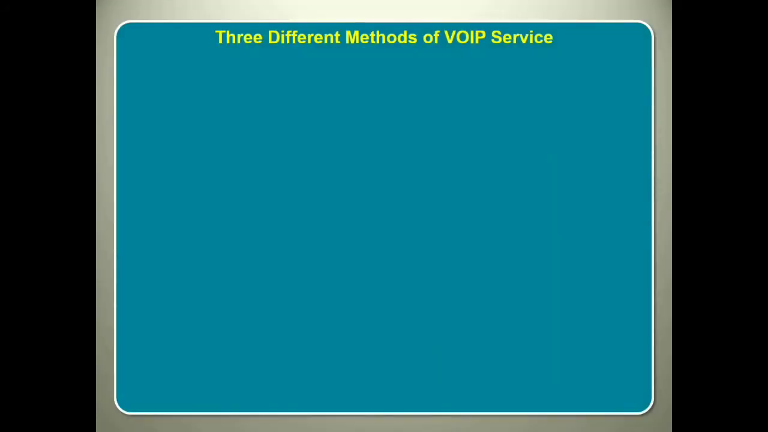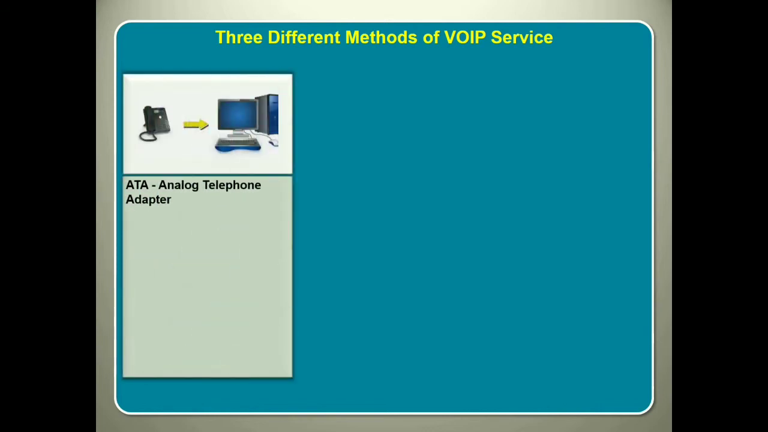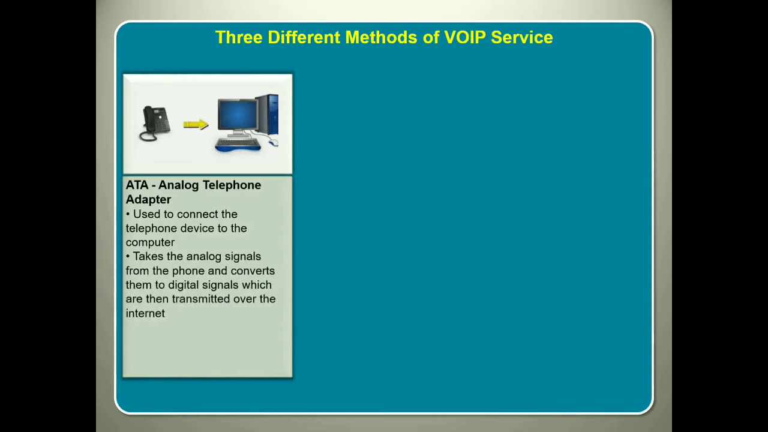There are three different methods of VOIP service in common use today. Let us now learn about them. The first method is ATA, which stands for Analog Telephone Adapter. This is used to connect the telephone device to the computer. It takes the analog signals from the phone and converts them to digital signals, which are then transmitted over the internet. However, some providers are bundling ATAs with their service and offering it free of cost.